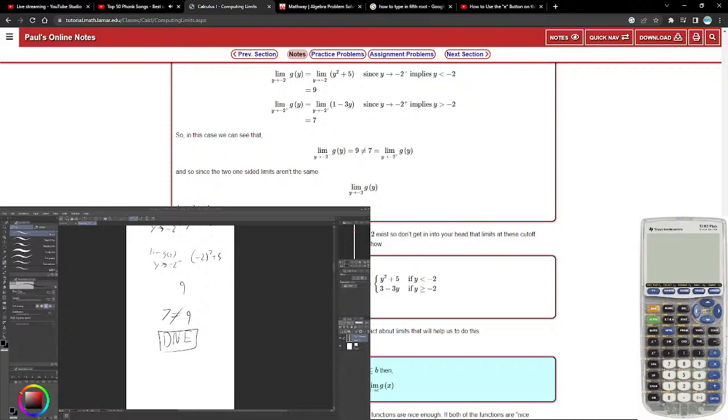Note that a very simple change to the function will make the limit at y equals negative 2 exist, so don't get into your head that limits at these cutoff points in piecewise functions don't ever exist, as the following example will show.